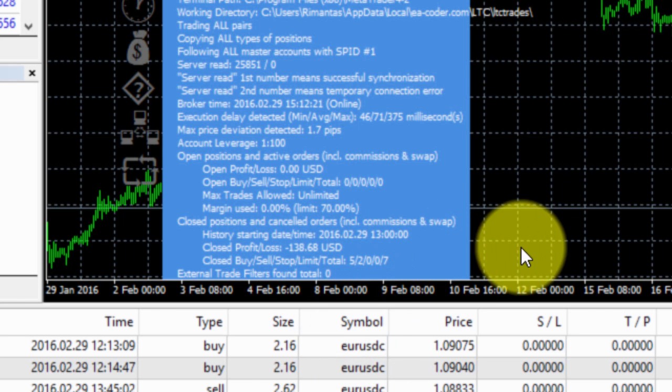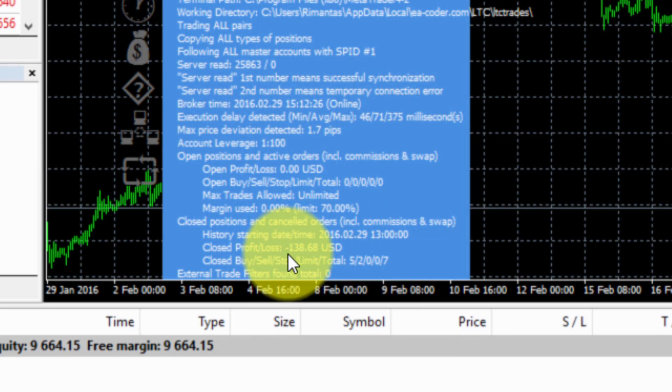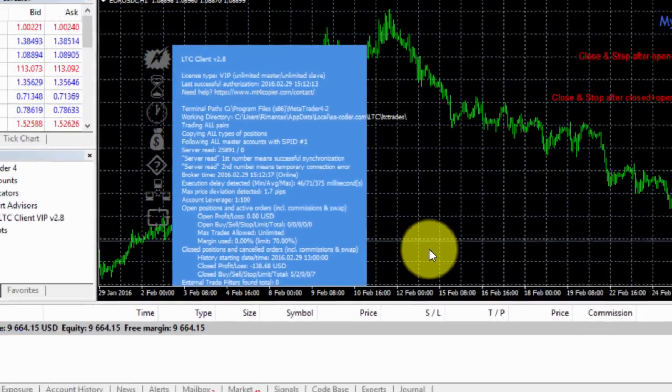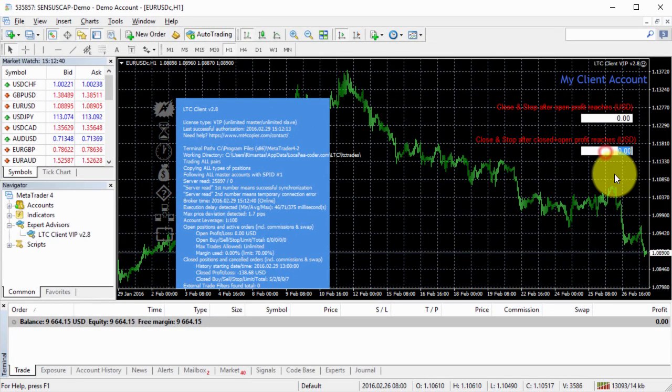And now the total profit and loss is actually a loss of $138. So my next step, the next target, could be, again, I could set $10 in profit right over here and copy a few positions and just wait for them to get into profit.